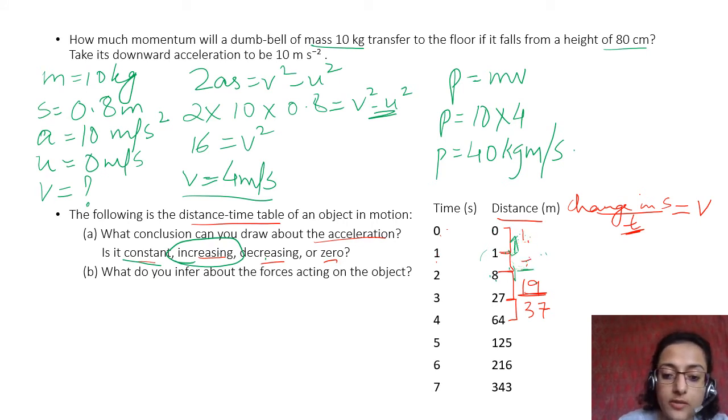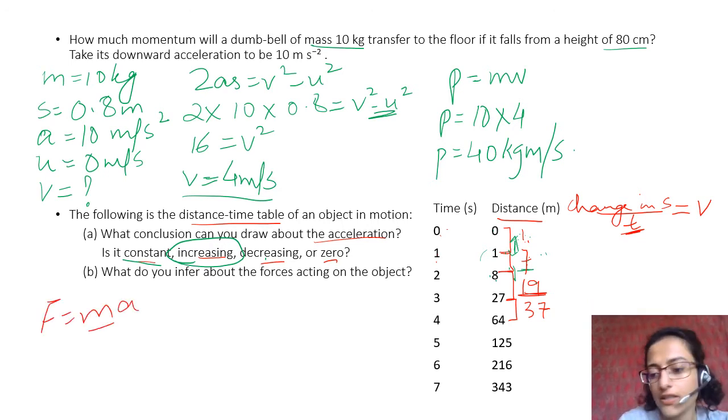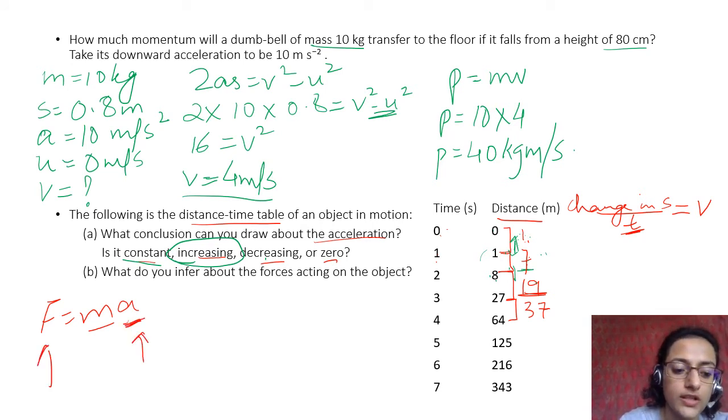And what do you infer about the forces acting on the object? Well, force is equal to ma. Object mass remains the same. So if acceleration is increasing, force is also increasing. Okay, direct proportion. What is the shortcut to this?